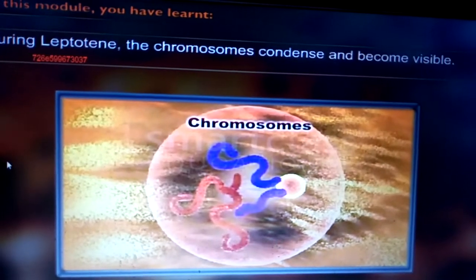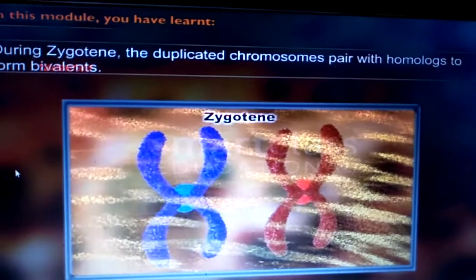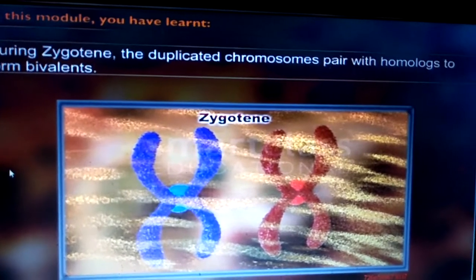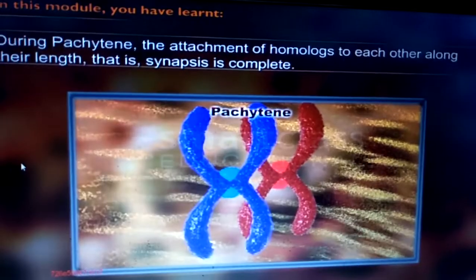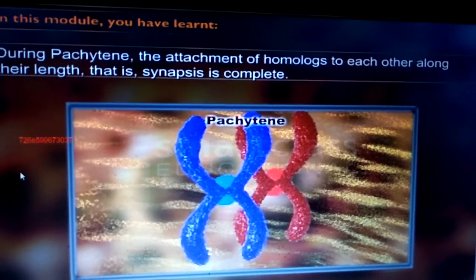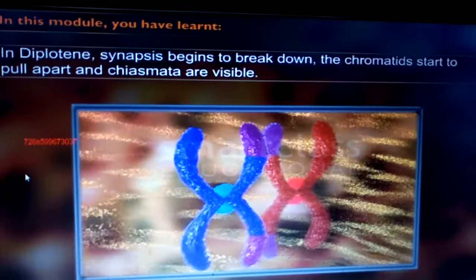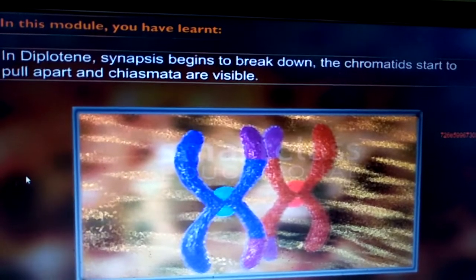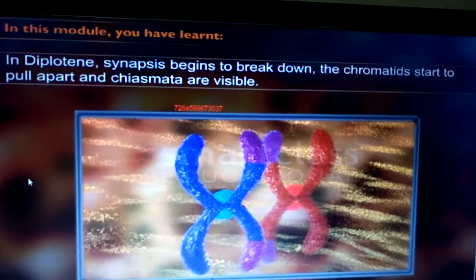During leptotene, the chromosomes condense and become visible. During zygotene, the duplicated chromosomes pair with homologs to form bivalents. During pachytene, the attachment of homologs to each other along their length, that is synapsis, is complete. In diplotene, synapsis begins to break down, the chromatids start to pull apart, and chiasmata are visible.